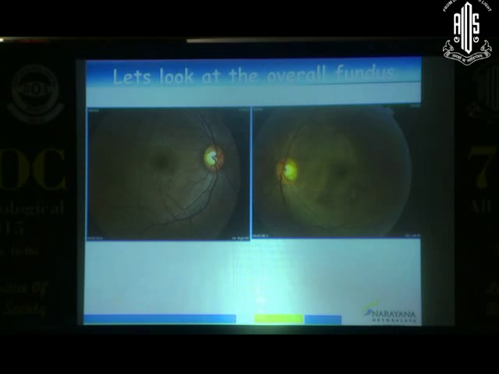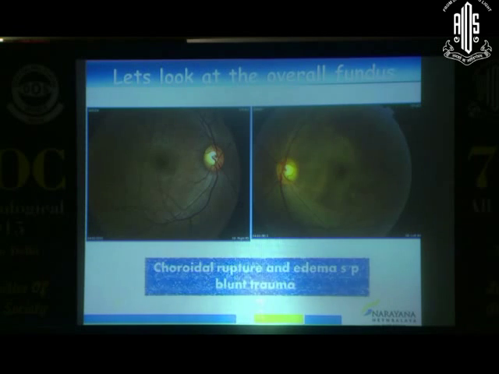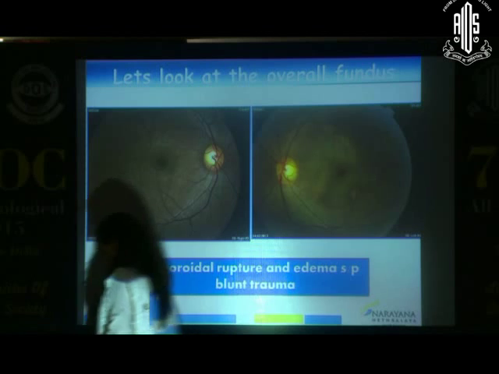So again, take a closer look. What is that? Choroidal rupture and edema. Okay, so that is blunt trauma. So a lot of things that we have to look at, not only at the fields, we have the nerve and the retina, other things going on along with this. I'll hand over now to Jyoti to give us some more interesting cases and then I'll come back to you.